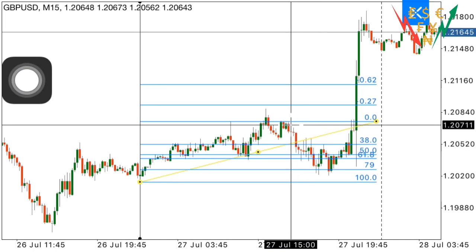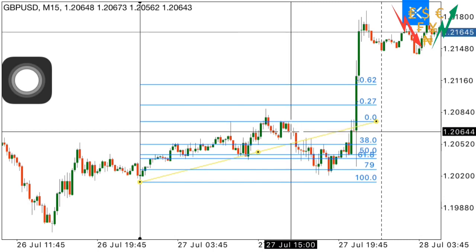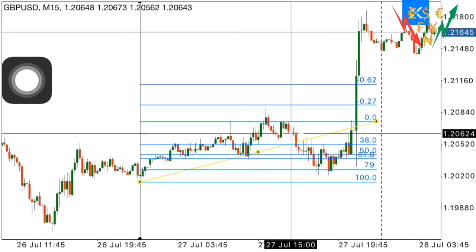Okay, now the New York session, guys, starts at about 1 p.m., so that's when it starts. So we'll be looking at 3 p.m. chart time, that's 15:00, which is somewhere around here at a high price.